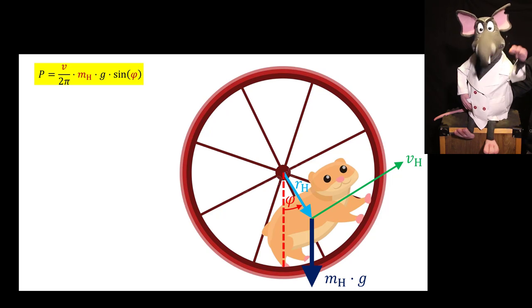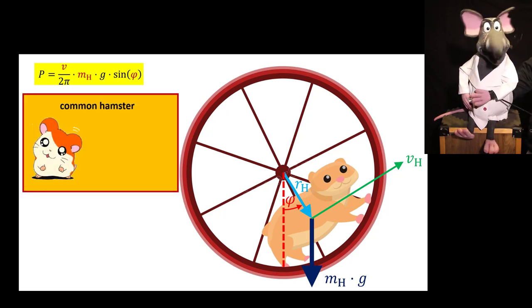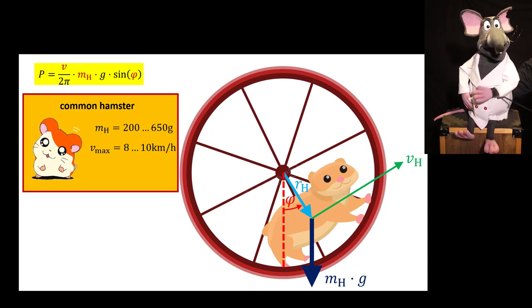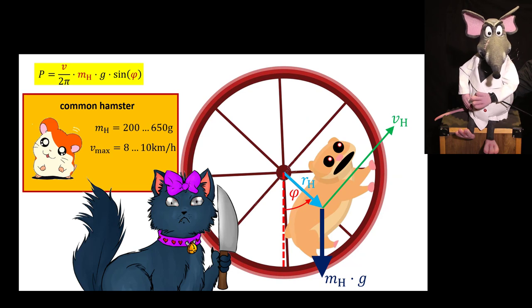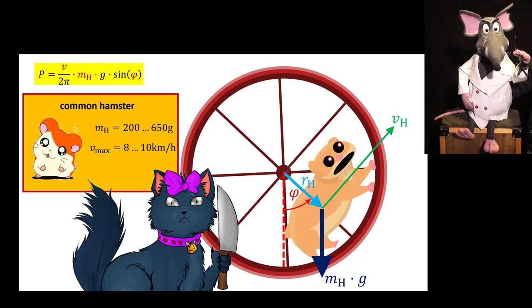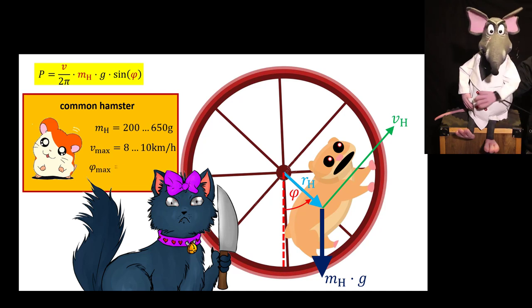Okay, so which values can we use here? So a common hamster has the mass of about 200 to 650 grams. And its maximum speed is 8 to 10 kilometers per hour. And if you have a look at our equation, you see that if we increase the speed and the angle in our system, then we produce more power. And to get these lazy bastards to run faster, we need extrinsic motivation. And my experiments show that an average hamster gets up to an angle of 45 degrees.